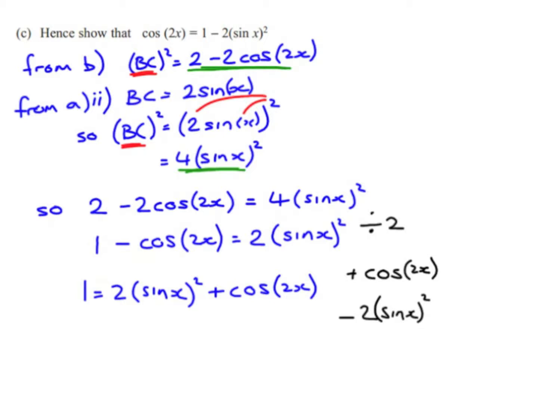So I end up with 1 minus 2 sine x all squared is equal to cos of 2x. And that's exactly what they've asked us to show in part C of this question.